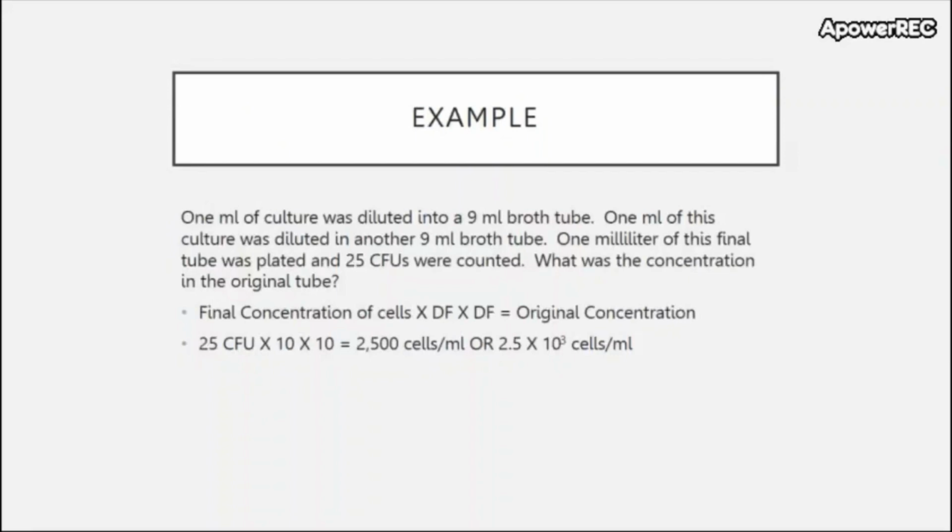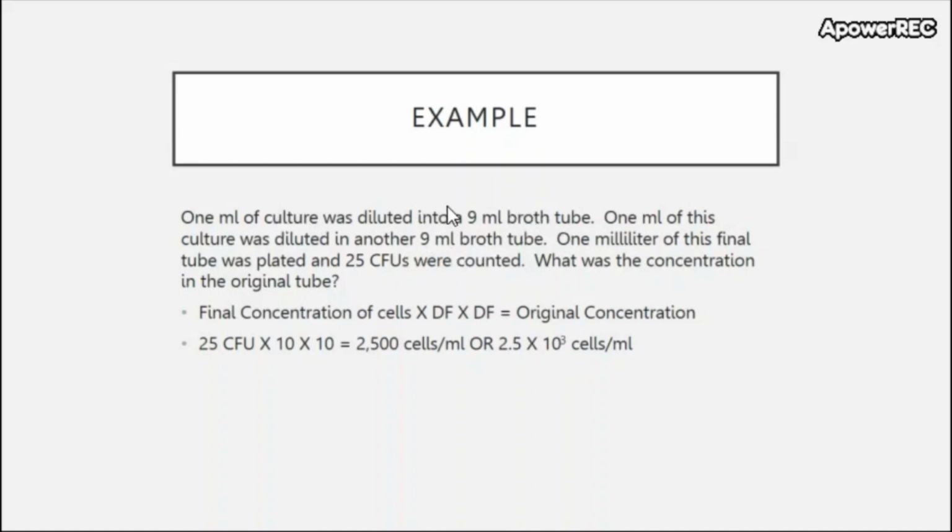Let's have a look at a word problem to show how this plays out. So you grow a culture up, and from that culture you're going to do a couple serial dilutions in order to count the number of colony forming units you have. So from that original culture, you take 1 milliliter and you put it in a 9 milliliter broth tube. So what is the dilution factor with this first tube? You should have said it's a 10 dilution factor.